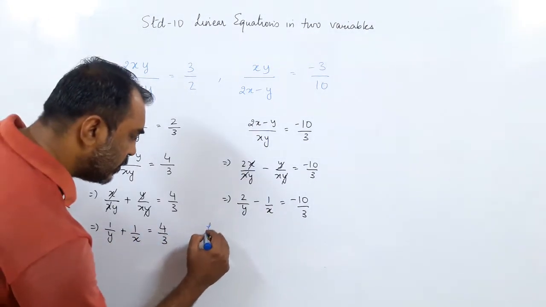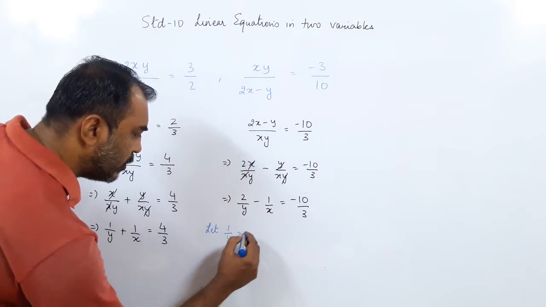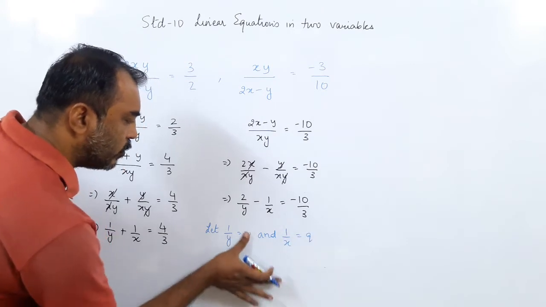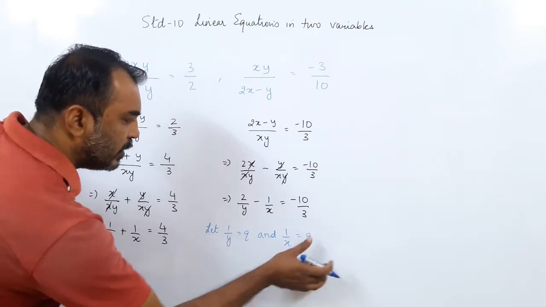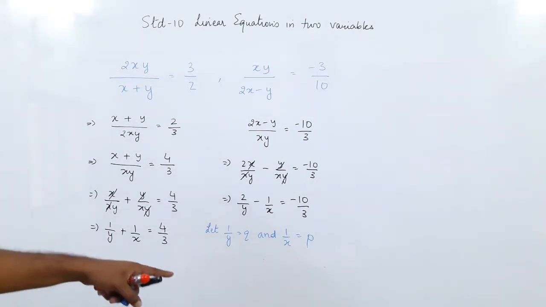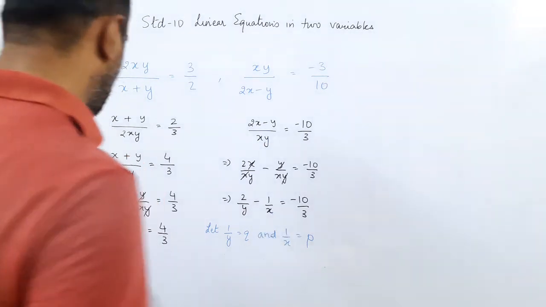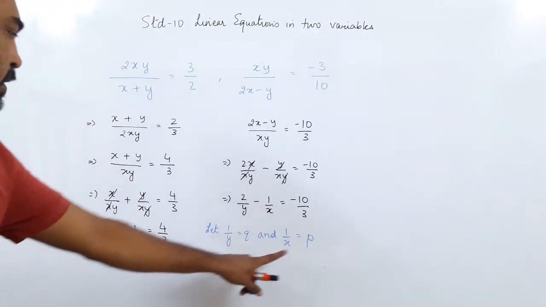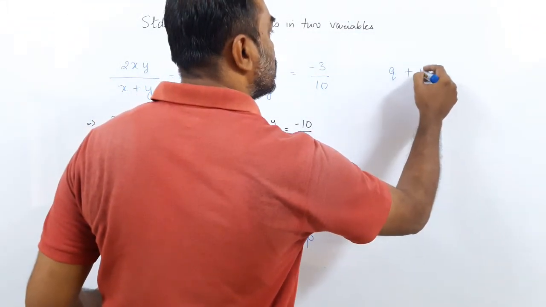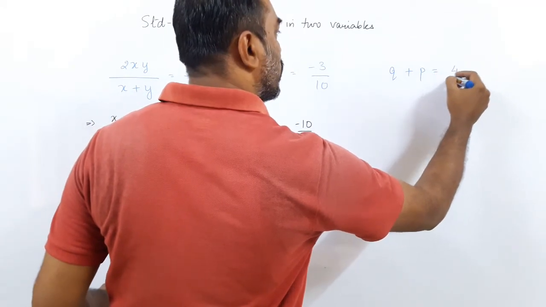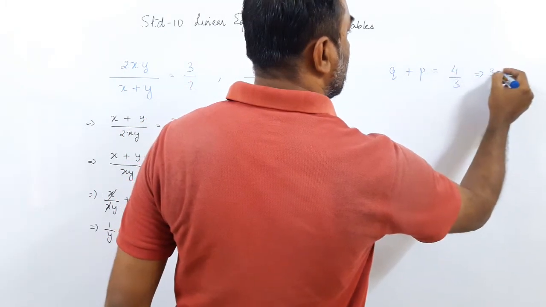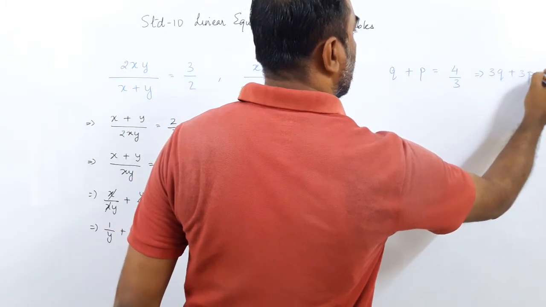We say let 1 upon y equal to p and 1 upon x equal to q. Or other way around, you can call 1 upon y equal to q and 1 upon x equal to p. Your choice, whatever. Okay. So after you do this, what are the equations becoming the new form now? 1 upon x, that is q, and p. So 1 upon x is p. So we get q plus p equal to 4 upon 3. And this I will write as clearly in multiplication as 3q plus 3p equal to 4.